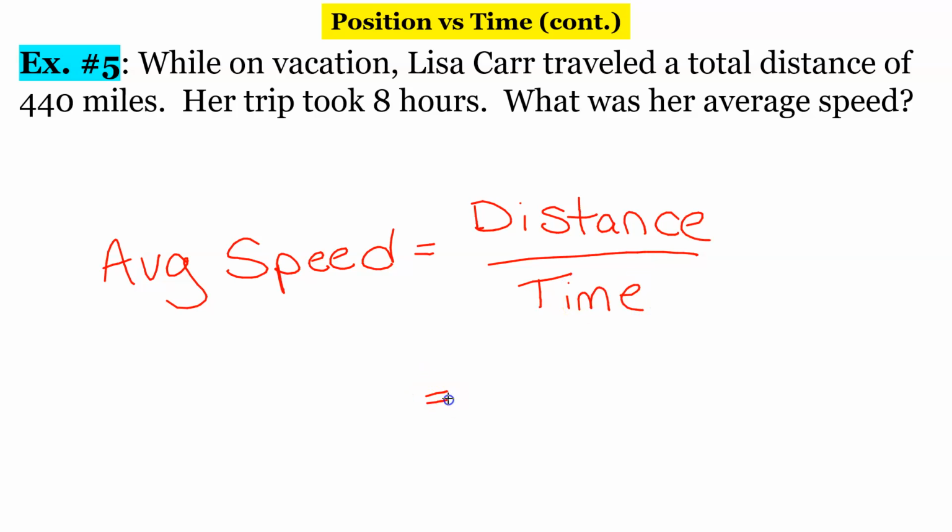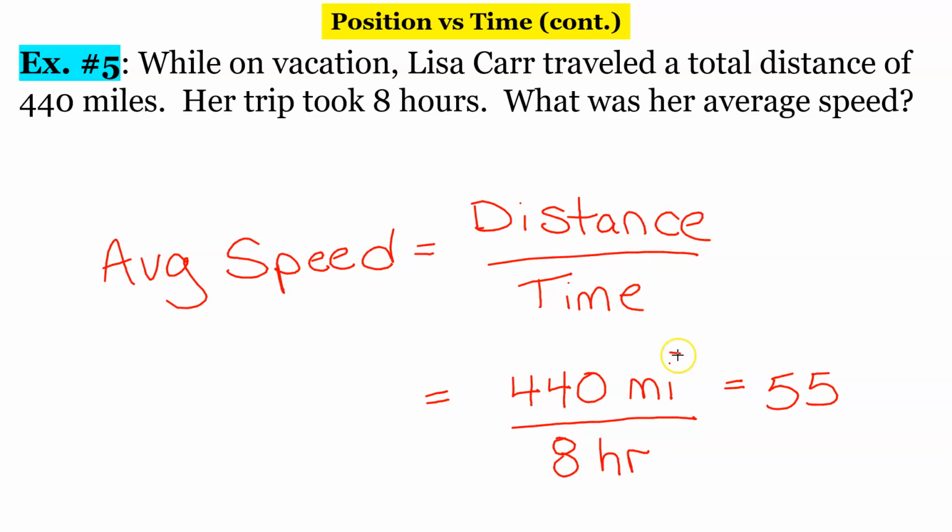So the total distance that Lisa Carr was traveling was 440 miles. And it took her 8 hours. So on your calculator, you would do 440 divided by 8. And if you do the math there, 440 divided by 8 gives you an answer of 55. And our units are going to be miles per hour.